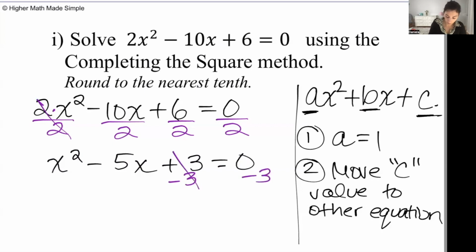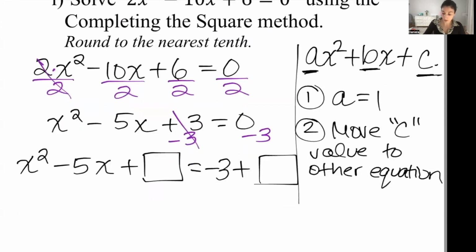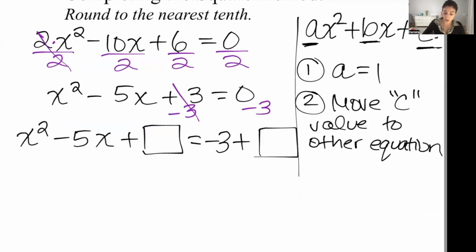Now, this is the step where I like to put boxes, or you can leave a little bit of space. So we're going to get ready to add the exact same number on both sides of the equal sign. And then 0 minus 3 is negative 3, right? So I like to add a box on both sides. Now, let me just stop for a second and say that as long as you add the exact same number on both sides, you're not actually changing the value of the equation.